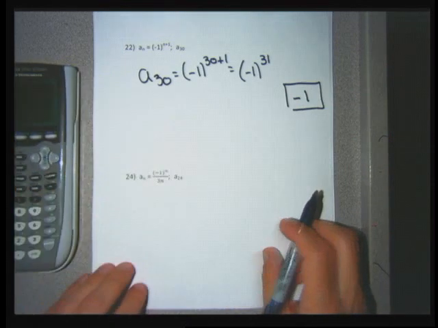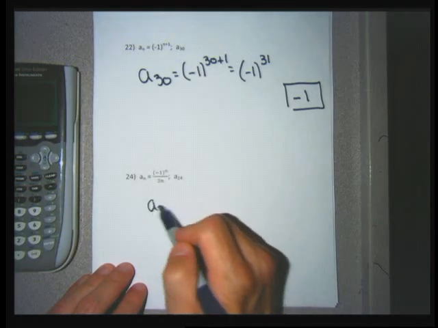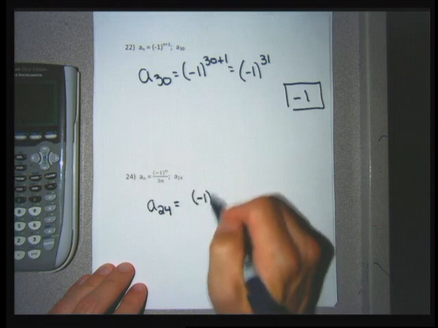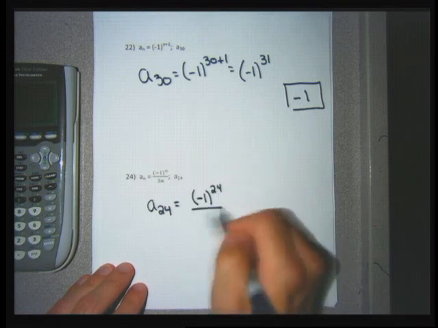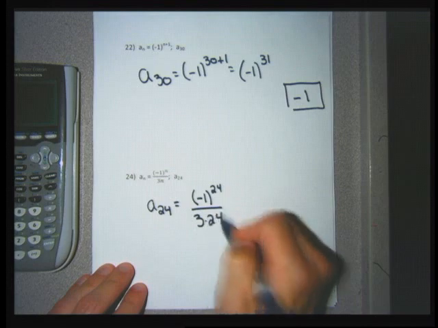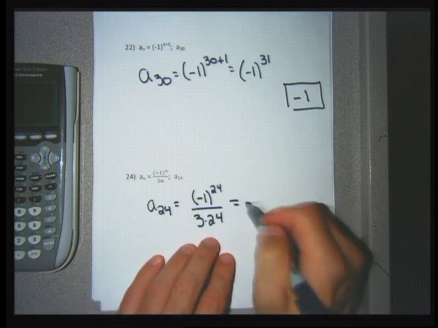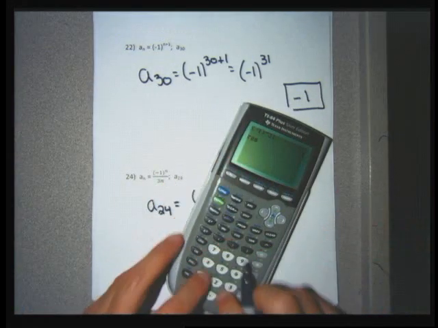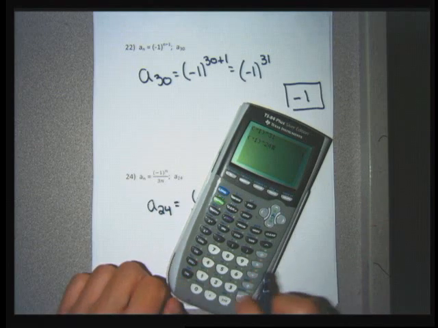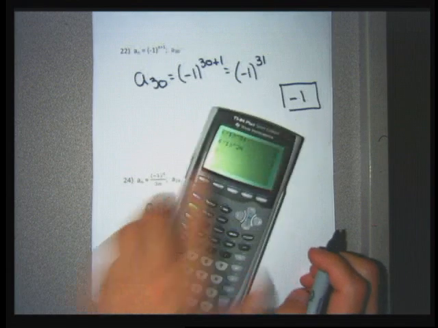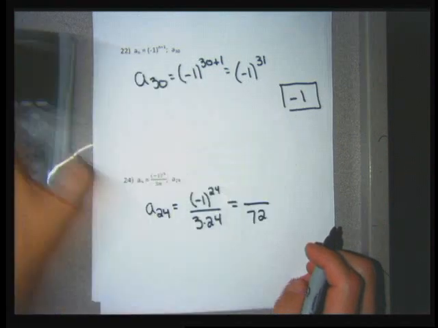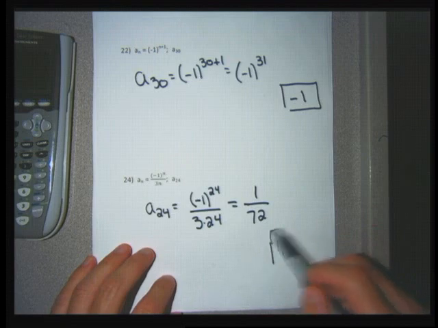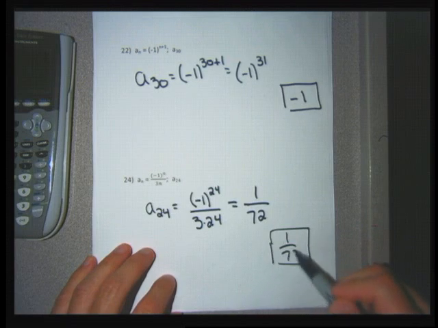Similarly, for 24, maybe the number is big enough that I might want to resort to my calculator. A sub 24 is going to be negative 1 to the 24th power divided by 3 times 24. The denominator I could do in my head, 3 times 24 is just 72. And then the numerator should be positive 1, because negative 1 to an even exponent, and 24 is even, gives positive 1. So the 24th term in this sequence is the number 1 over 72.